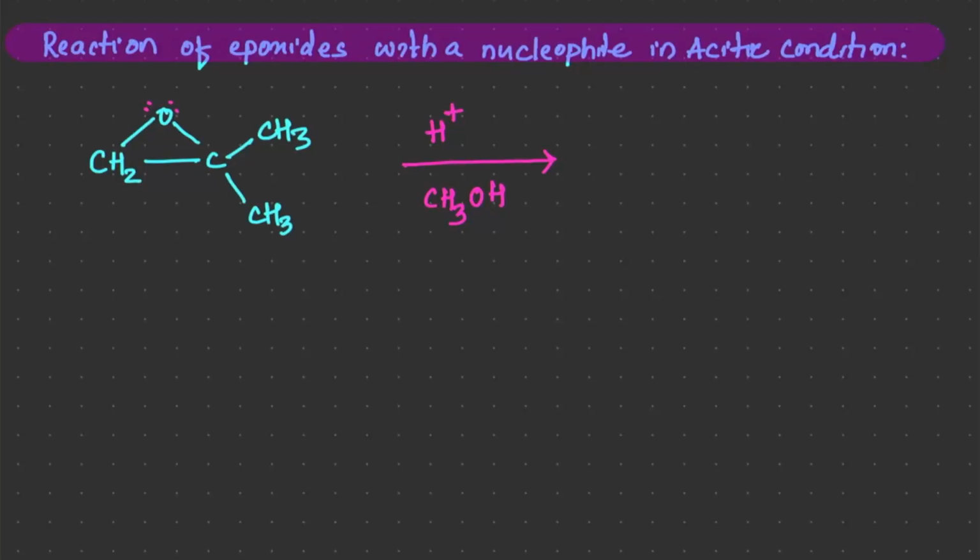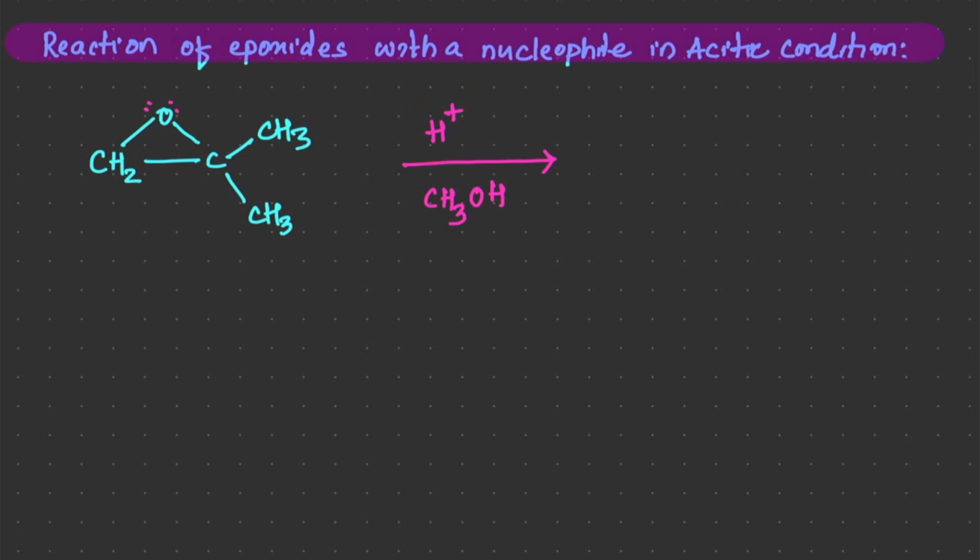Hello everybody. In this video we will discuss the reaction of an epoxide with a nucleophile such as an alcohol in the presence of a proton, in acidic conditions. So what would happen if we have a nucleophile in acidic conditions? In these types of problems you will see the H plus, whatever that source of H plus might be.